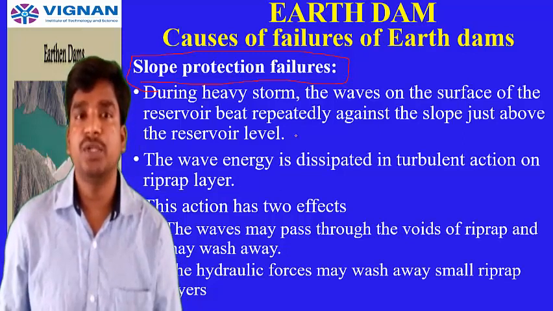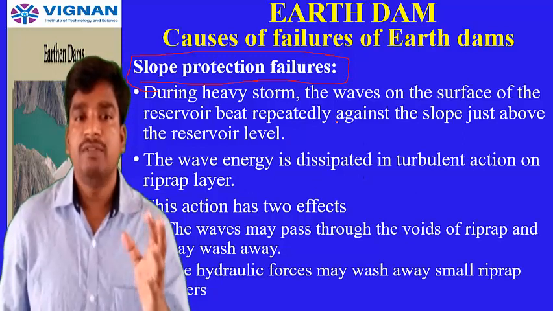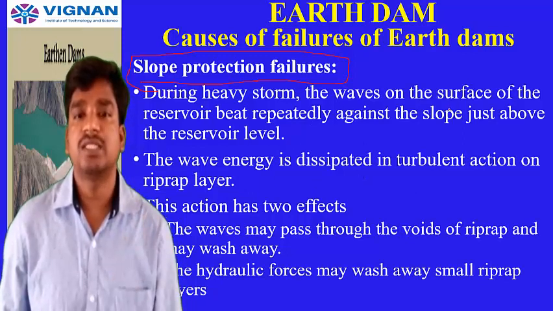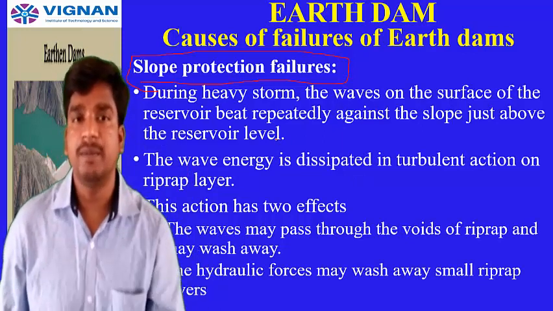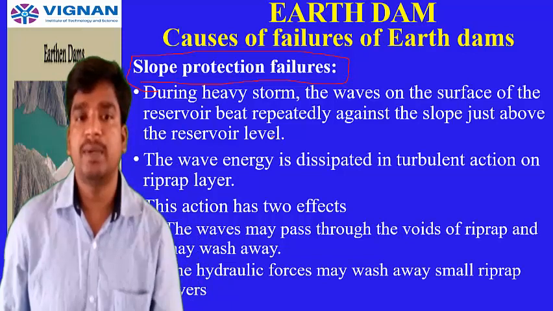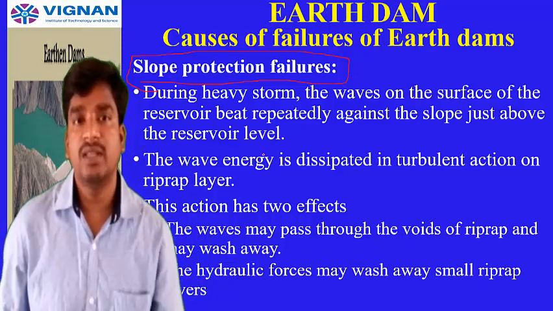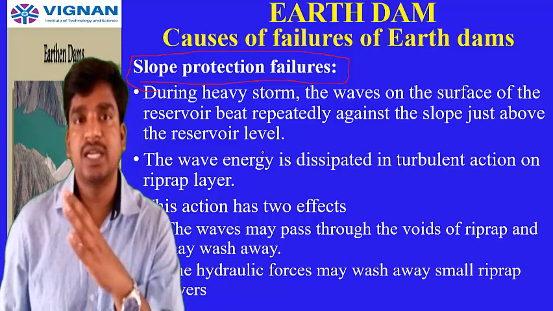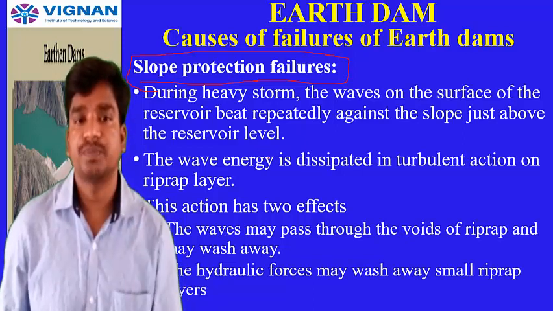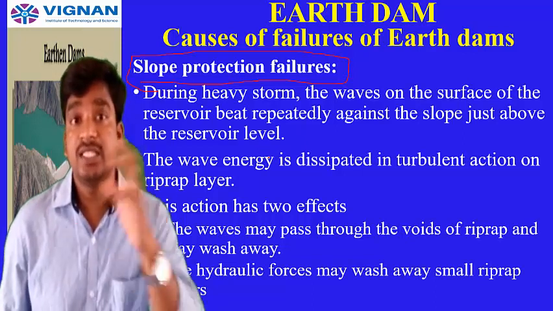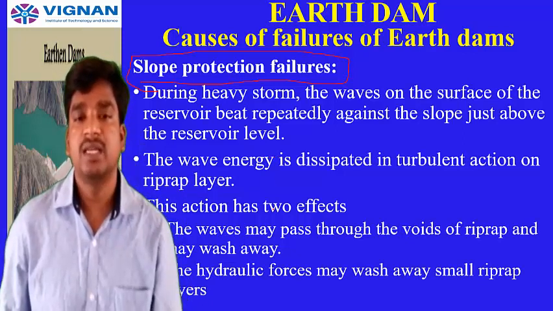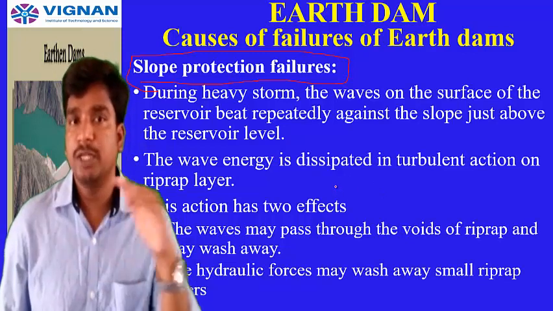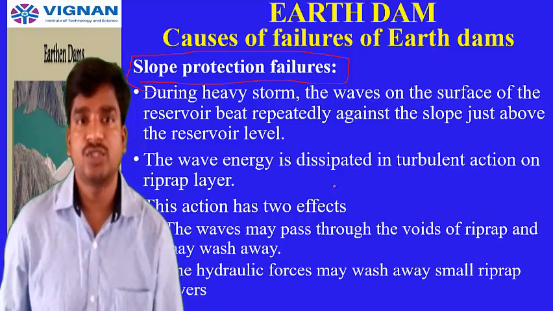So what happens during heavy rains? During heavy storms, the waves on the surface of the reservoir may repeatedly hit the upstream face. In that particular case, whatever protective layers of the upstream side are there may get damaged. The energy is dissipated on the surface layers only, so the upstream riprap layers will be damaged.